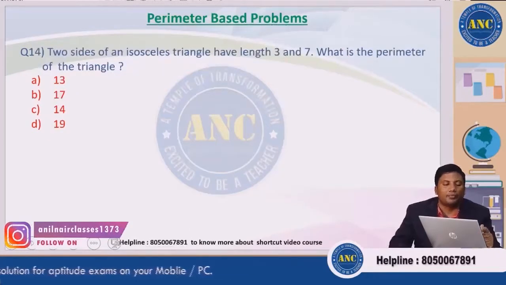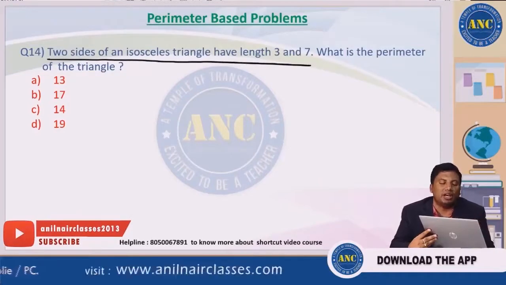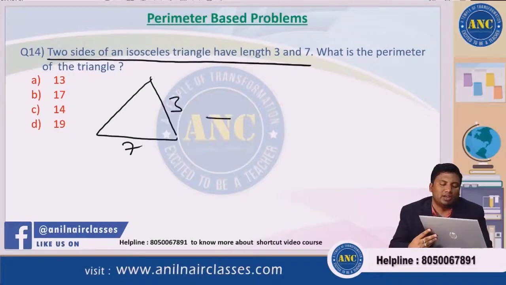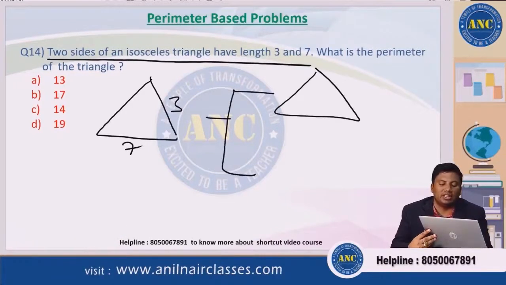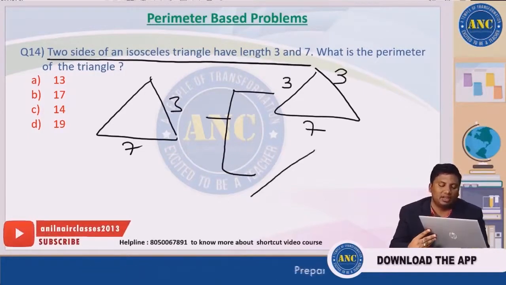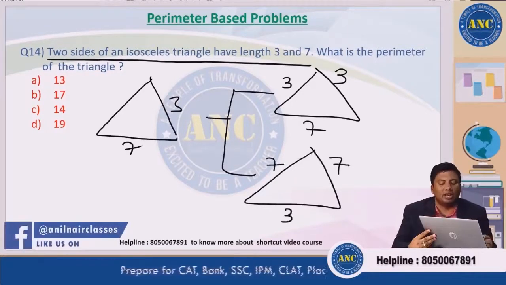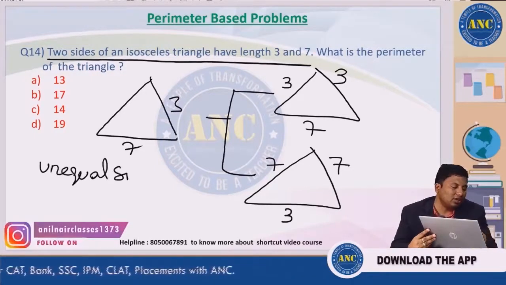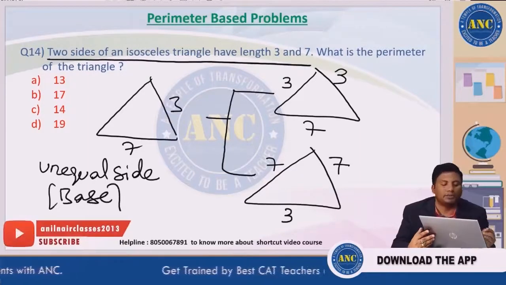Next one. Two sides of an isosceles triangle have length 3 and 7. That means we don't know which is the equal side. If 3 is the equal side, this will be 3, 3, 7. If 7 is the equal side, this will be 7, 7, 3. The unequal side is always called the base.